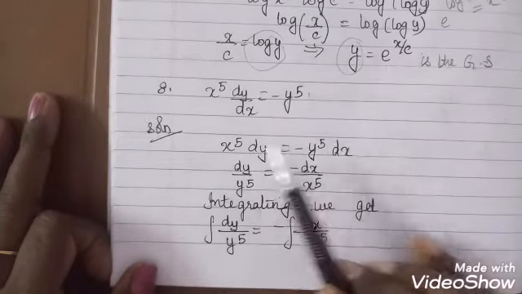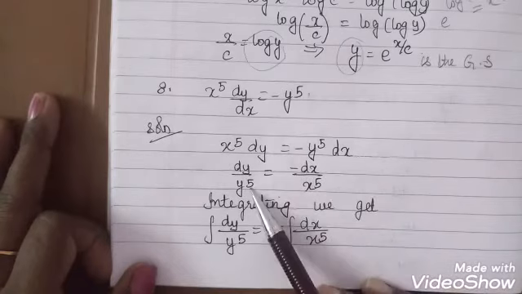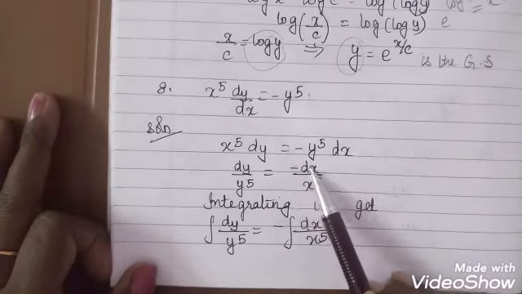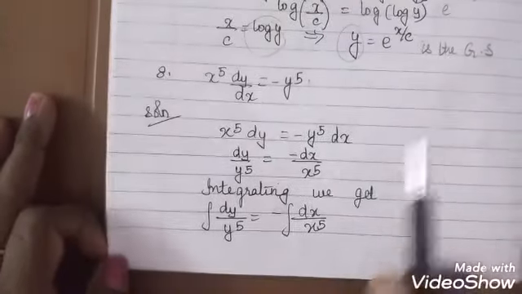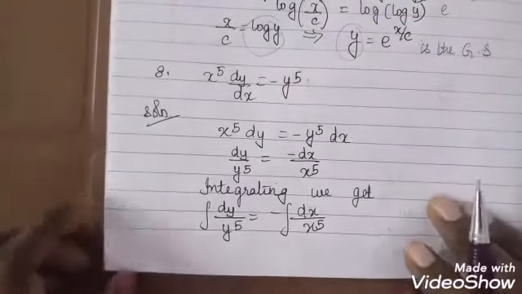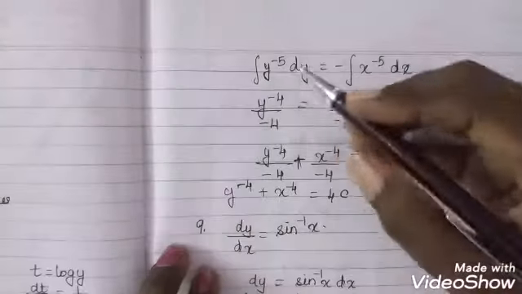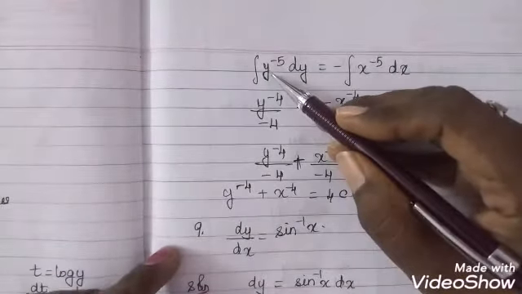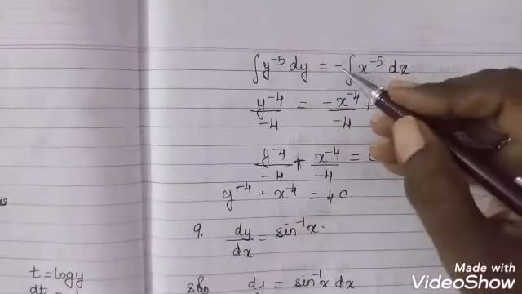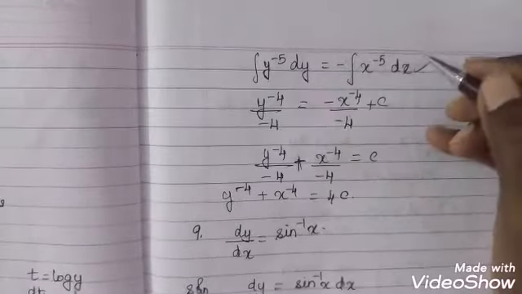The variables are not in order here, so we'll just bring it in order. dy divided by y power 5 is equal to minus dx divided by x power 5. So what's the next step? I told you, you'll have to integrate both sides. Okay, so that is the next step you'll have to do here. So when you take it to the numerator, you will have it as integral of y power minus 5 dy is equal to minus integral of x power minus 5 dx. This is what you have here.